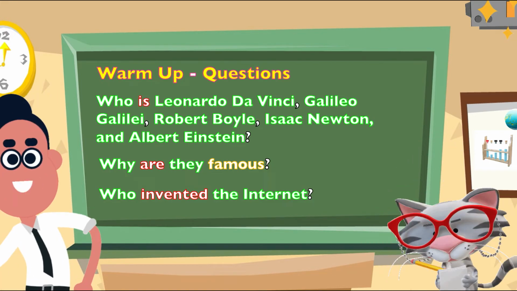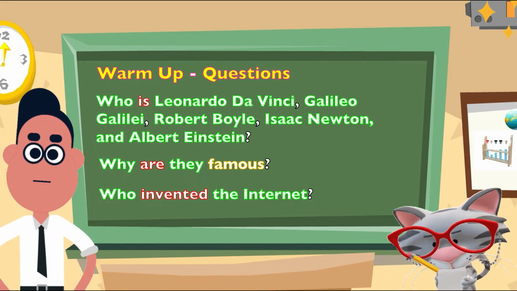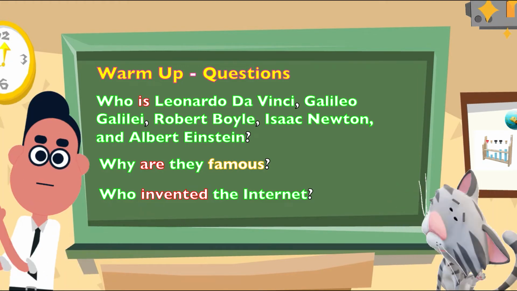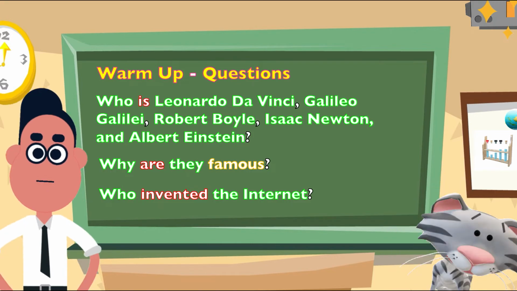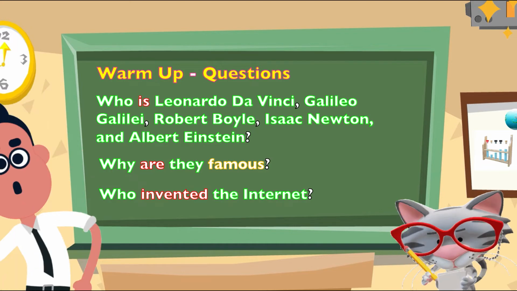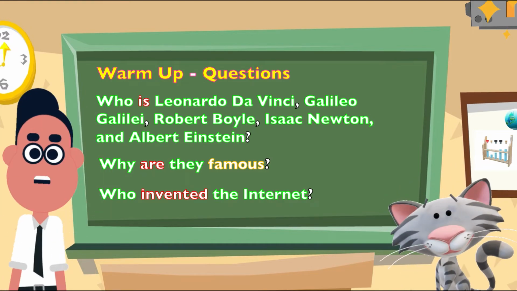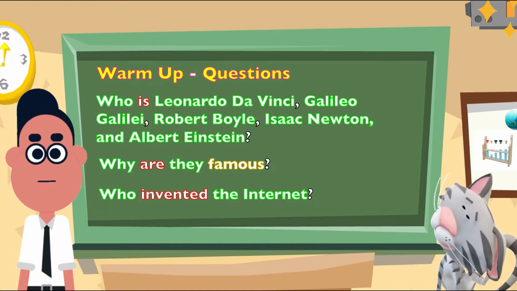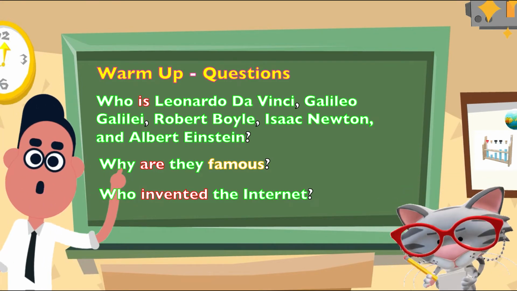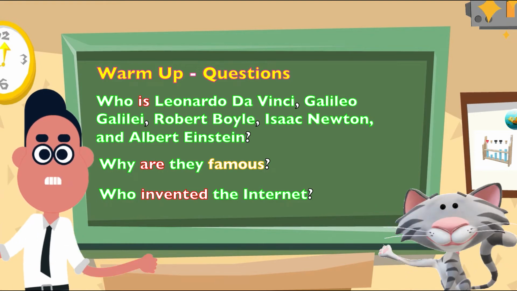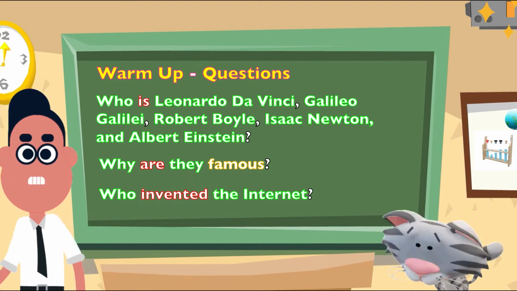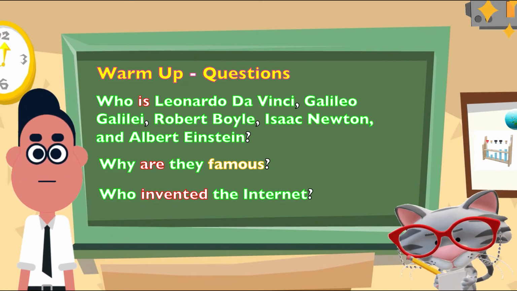So, who is Leonardo da Vinci? He's an Italian artist, also a scientist. Okay. What about Galileo Galilei? Galileo Galilei was the astrologist. Robert Boyle was the scientist. Isaac Newton was a physicist and mathematician. And Albert Einstein, physicist and mathematician.